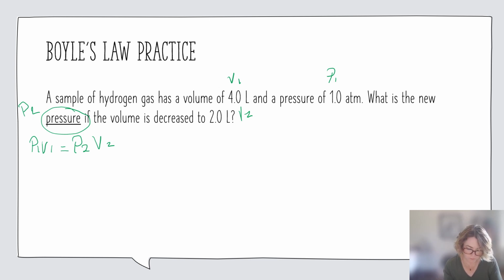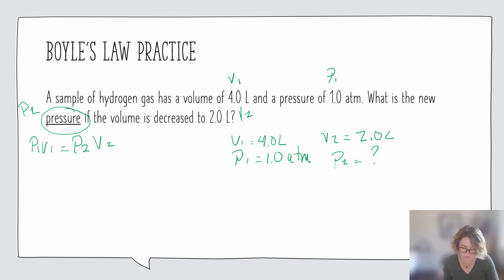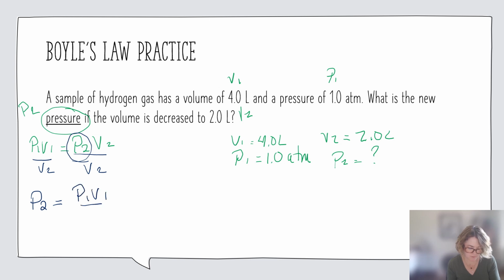So my initial volume, V1, is 4 liters. My initial pressure is 1 atmosphere. My second volume is 2 liters, and I am solving for my second pressure. So I want to rearrange my equation to solve for P2. I'm going to divide both sides by V2. So P2 is equal to P1 times V1 over V2.